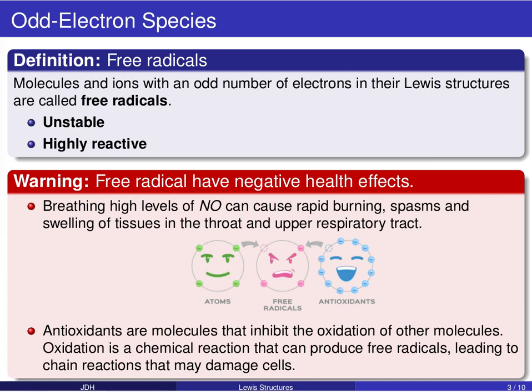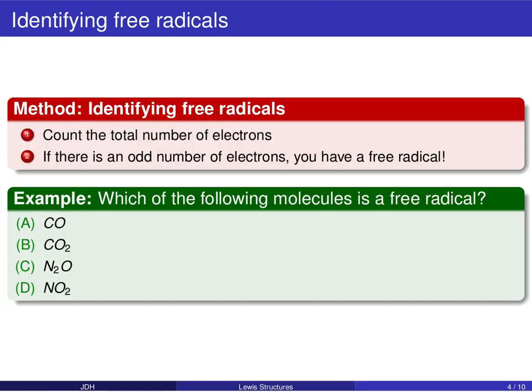There is pretty complex biochemistry involved in this process. But when it comes to identifying free radicals, it's really a pretty simple method. All we have to do is first count the total number of electrons. Then look at that number, and if it is odd, then you do in fact have a free radical. For example, I could give you a list of molecules, A, B, C, D, and you need to be able to determine which, if any of them, are in fact a free radical.